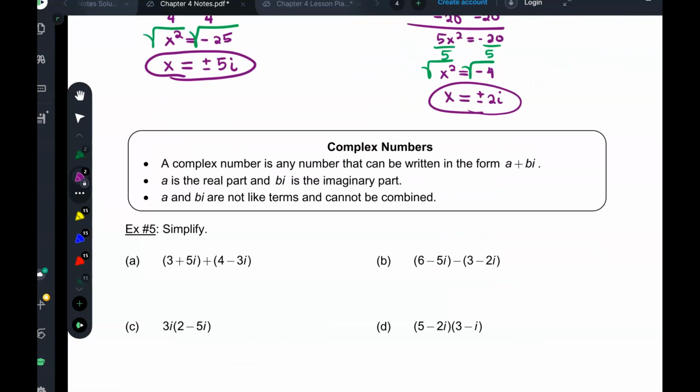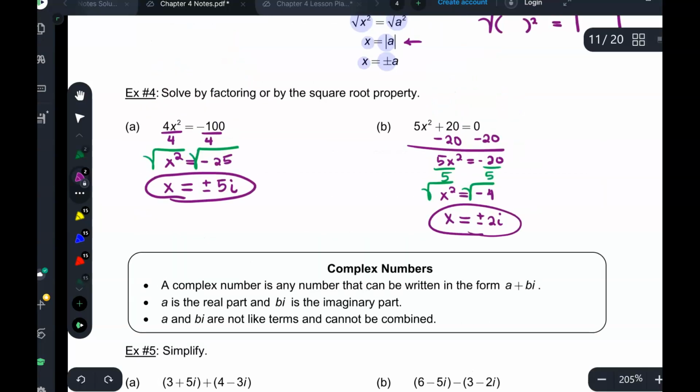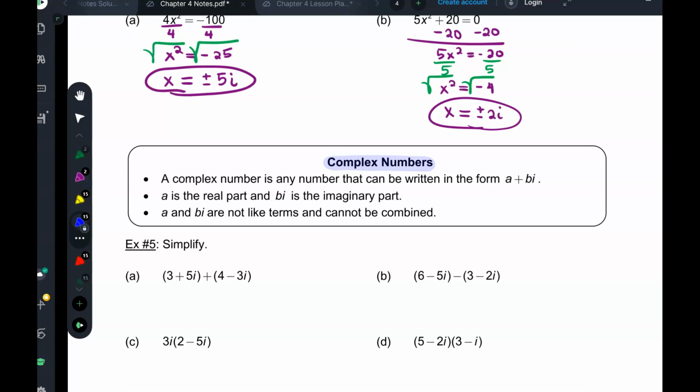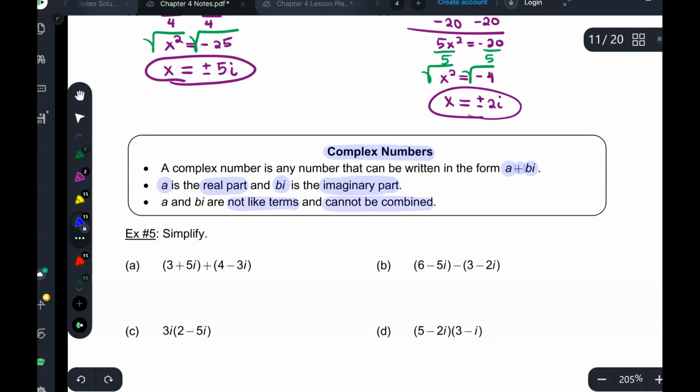Okay, so far what we've been looking at are called pure imaginary numbers because it's just been i with a coefficient. Complex numbers are a combination of a real number and an imaginary number. We write these in the form a plus bi. So a is what we call the real part, and bi is the imaginary part. They are not like terms and cannot be combined.